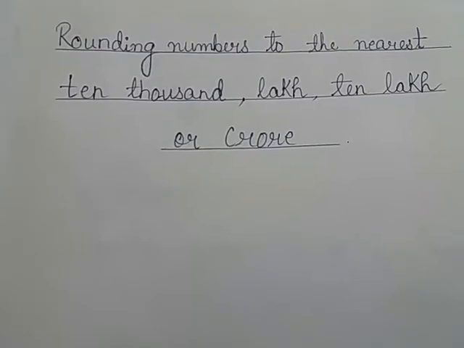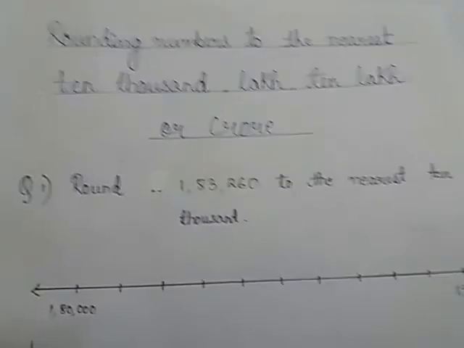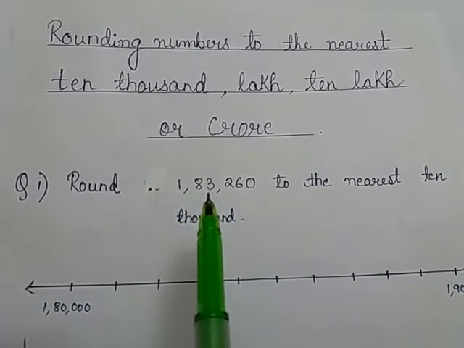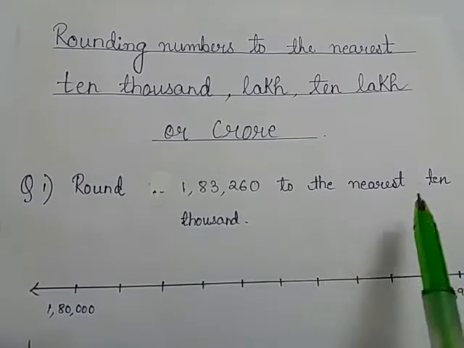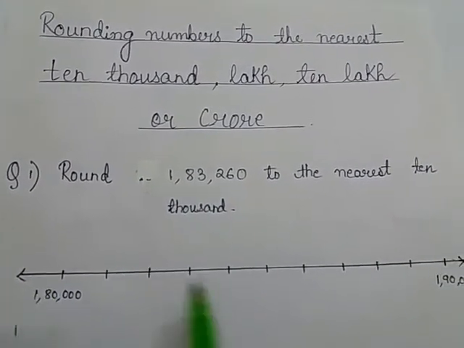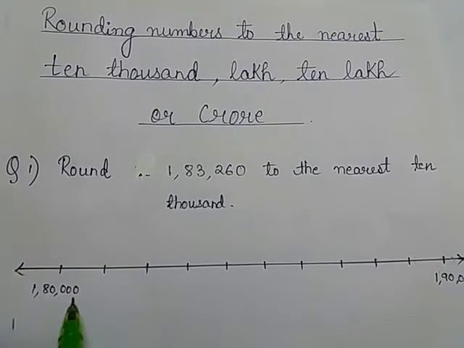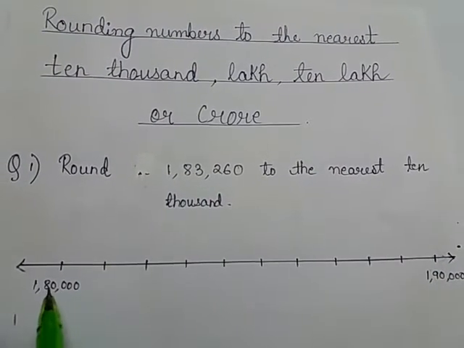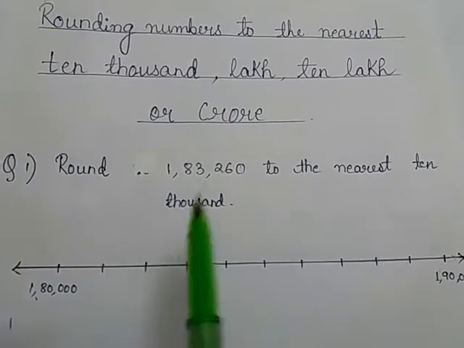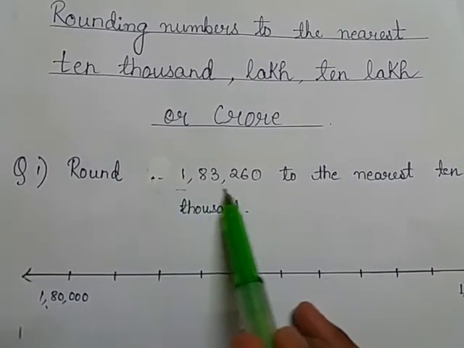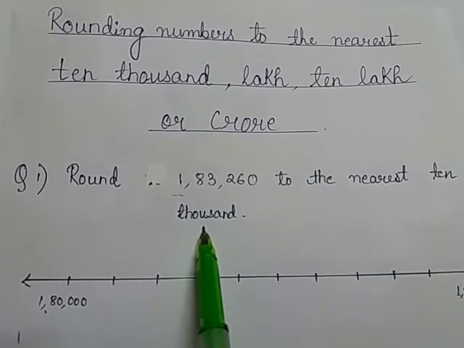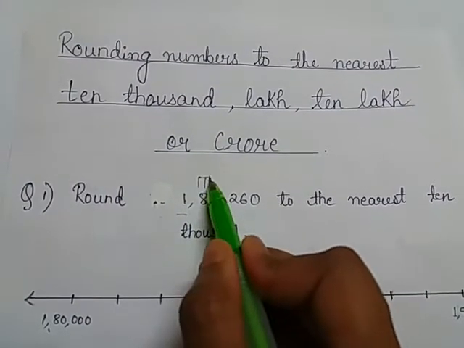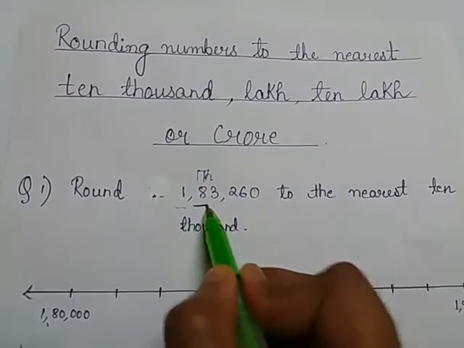So let's begin with rounding numbers with the help of the number line. Now let's suppose we have been given a question that says round 1,83,260 to the nearest 10,000. So here we have drawn a number line and we have placed these 2 values. Now the question is how do we know which 2 values we have to put here? Now see, we have been told that we have to round this number to the nearest 10,000. Means whatever change we have to make is at the 10,000 place. That is at this place.